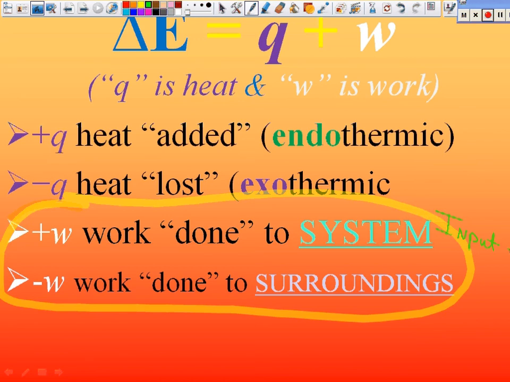And so work done on the surroundings, which would you be considered the surroundings? Yes. And so what would negative W be? Output. Very good. Okay. So those are the two. You've got input and output in terms of work. And they're going to be different signs.